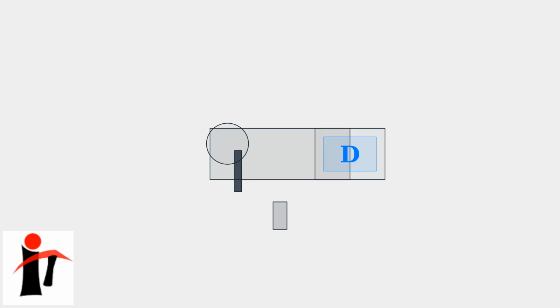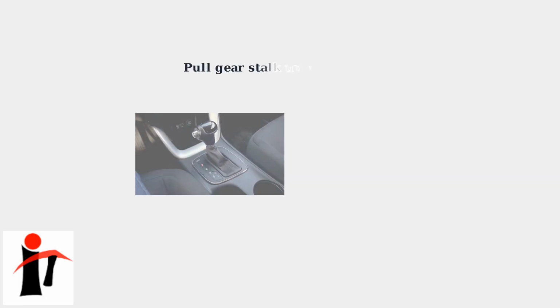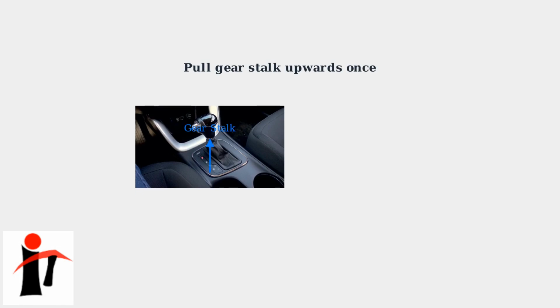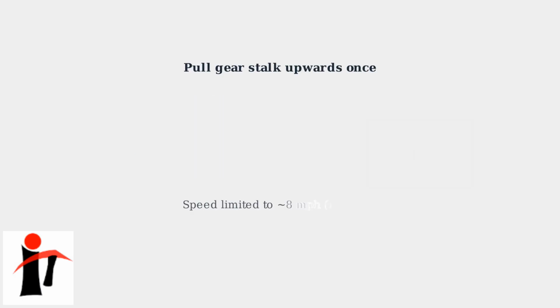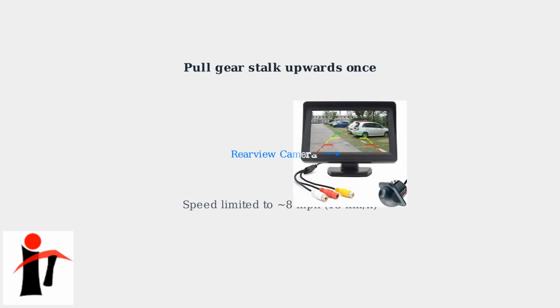recharge the battery. To engage reverse, pull the gear selector stalk upwards once. The touchscreen will display an R, and the car will emit a beeping sound. Reverse speed is limited for safety, typically around 8 miles per hour or 13 km/h. Use the rear view camera and mirrors for safe maneuvering.